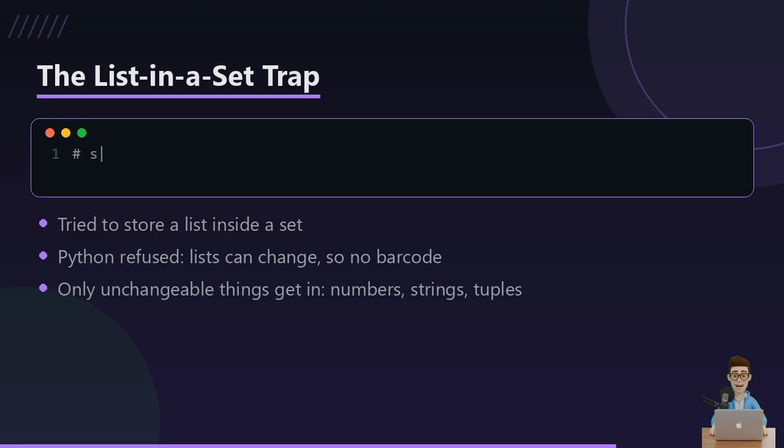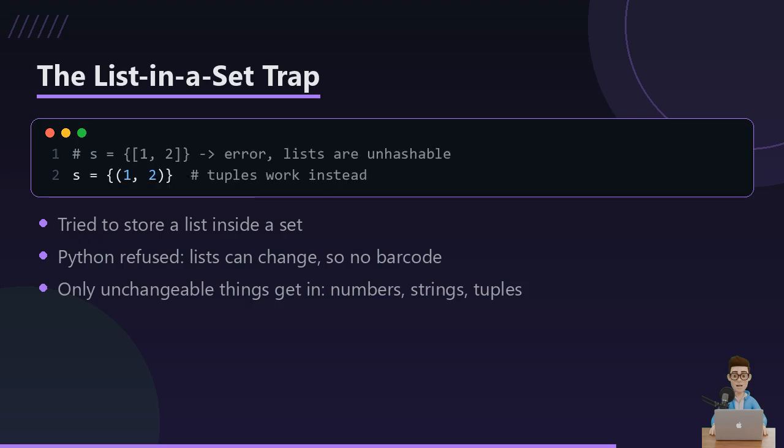Here's a mistake I actually made. I tried to store a list inside a set to track unique groups of items, and Python flat out refused. Lists can change, so they can't get that hashing barcode from earlier, which means only lockdown things like numbers, strings, and tuples are allowed inside a set.